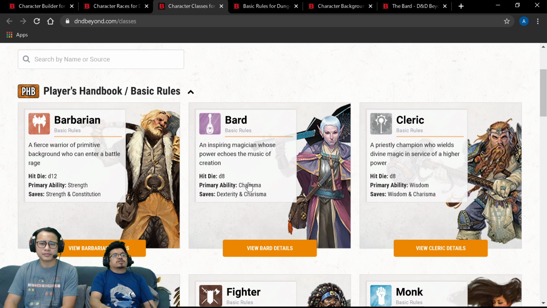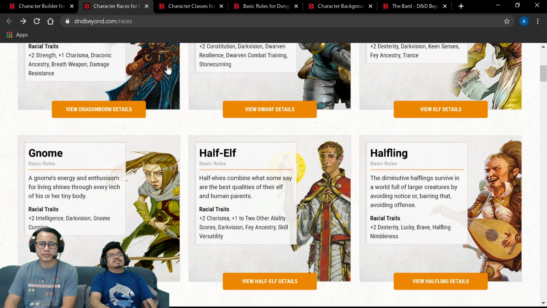But let's focus on this primary ability, charisma. So let's jump back to races. And the nice thing is they talk about all the races again on dndbeyond.com/races. In the middle here we have half elf, and under racial traits we have +2 to charisma, which is the min maxer in me as well.